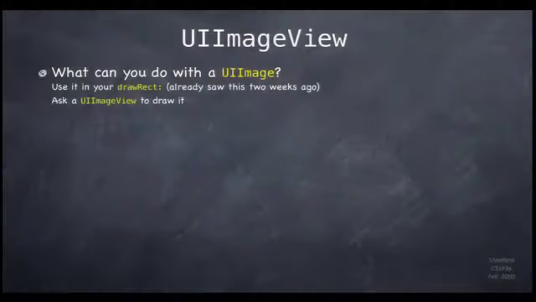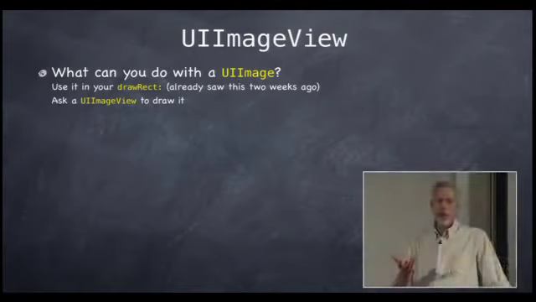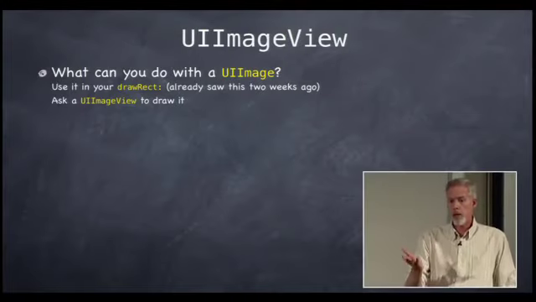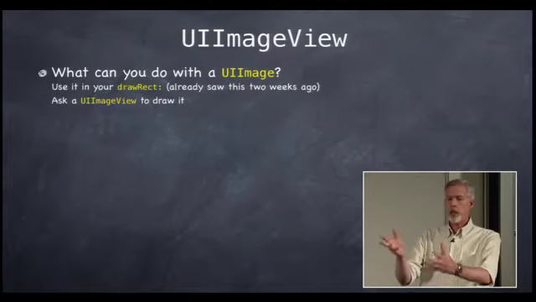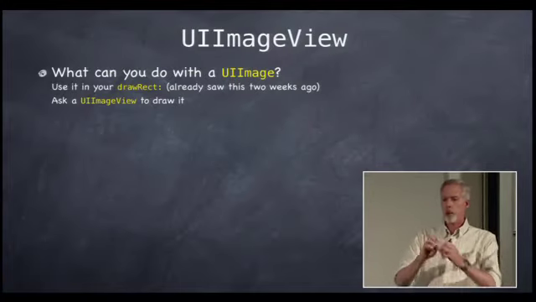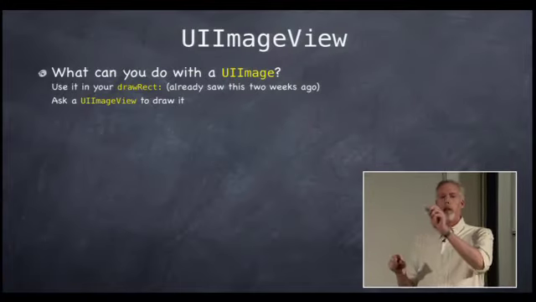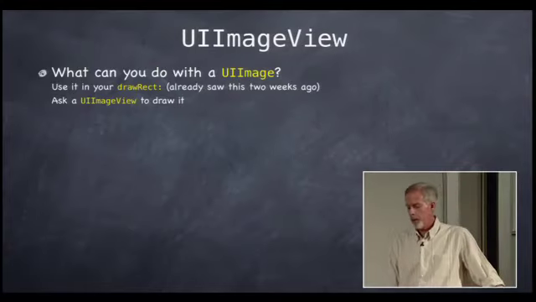All right, so you've got a UIImage from one of these sources. What can you do with it? Well, I mentioned in a previous lecture that there's some functions that you can use to draw that image in your drawRect. Okay, like drawInRect, which will scale it, or drawAtPoint, which will just draw it with the upper left-hand corner there.